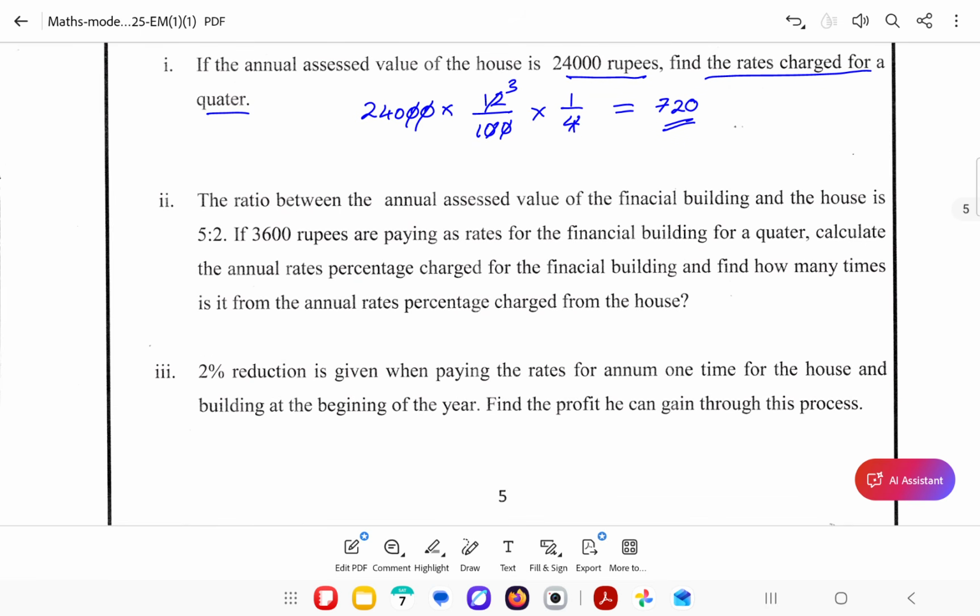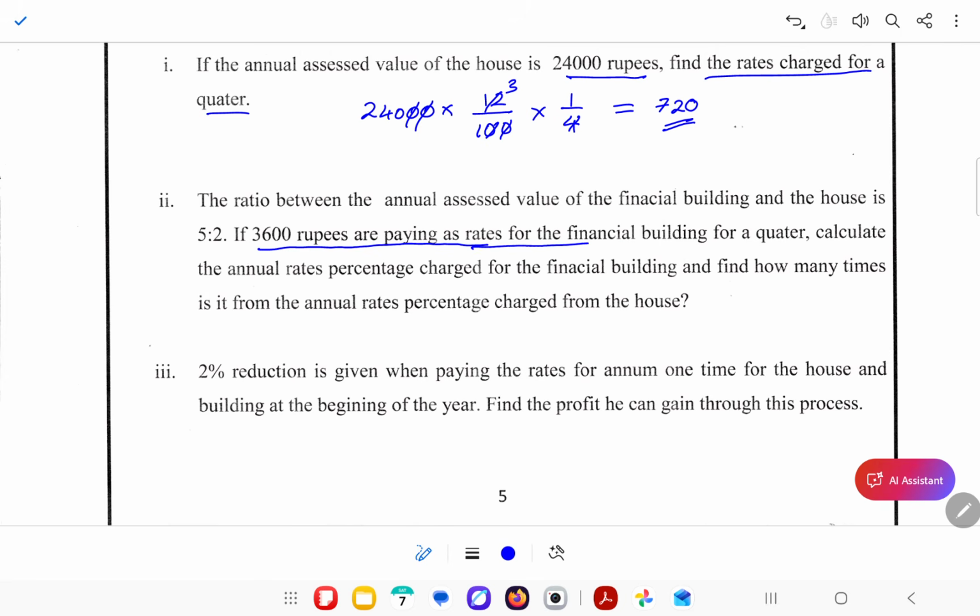The ratio between the annual assessed value of the financial building and the house is 5:2. If 3,600 rupees are paid as rates for the financial building for a quarter, calculate the annual rate percentage charge for the financial building and find how many times it is the annual rates percentage charge from the house.